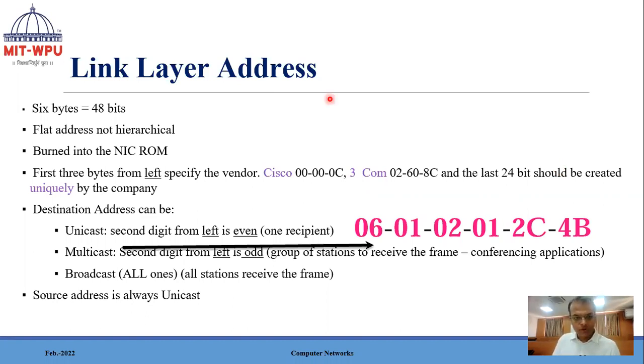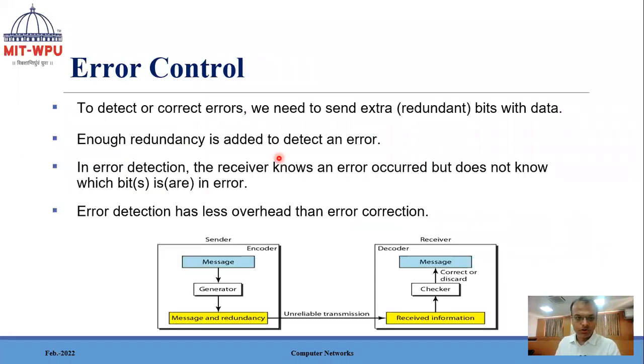So last time we have seen MAC address, the link layer address, which is a 48-bit hardware address. Now this protocol is used for the data link layer. Now another function of the data link layer is the error control.